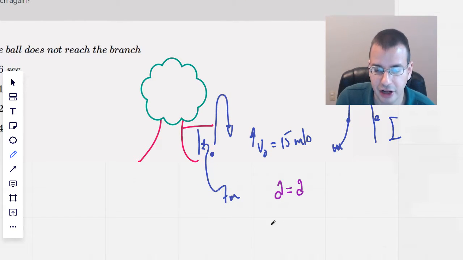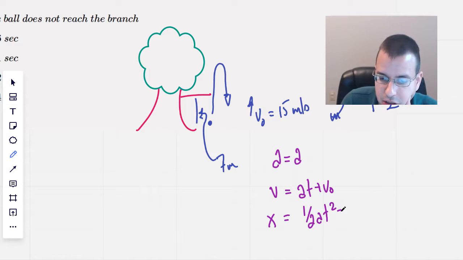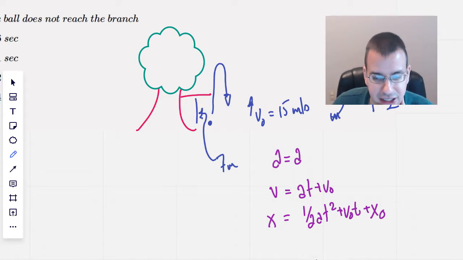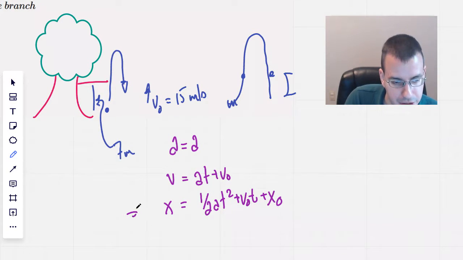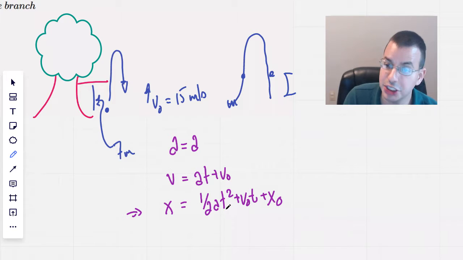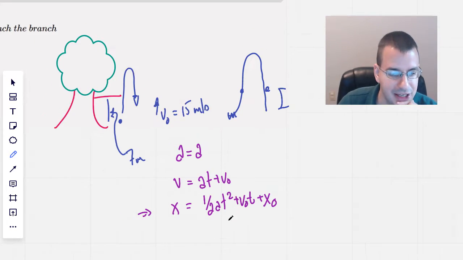If you have a constant acceleration, the velocity will be acceleration times time plus v naught. And then distance will be x equals 1/2 a t squared plus v naught t plus x naught. From here, I'm going to use this equation right here. You can see how this t squared is going to give us a quadratic, which is going to give us 2 solutions. One solution will be the first time it passes the branch. The other solution will be the second time it passes the branch.